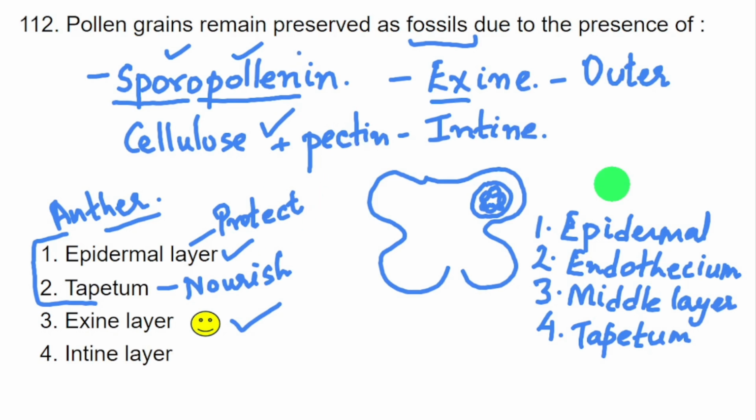So for this particular question, the answer is exine layer. Be ready for a question in which they might ask you sporopollenin instead of giving a general term, exine layer. That's all about this question.